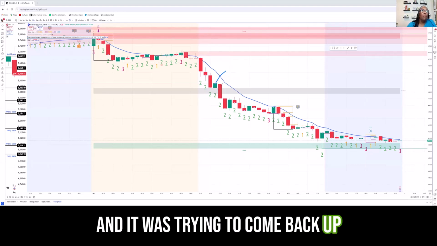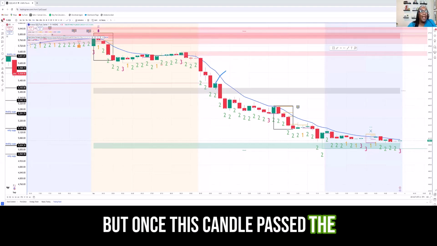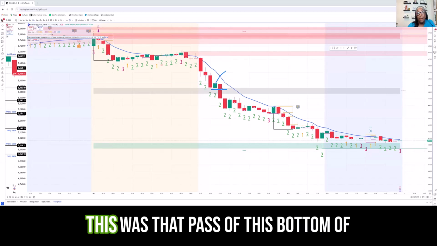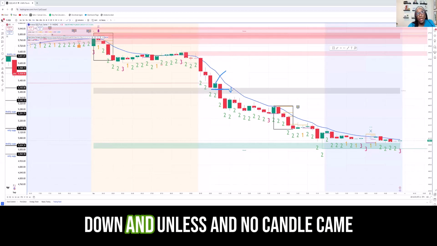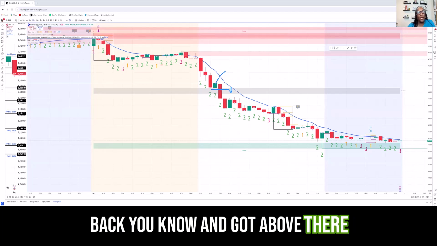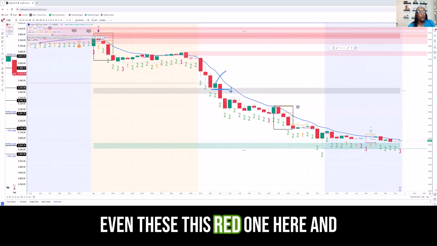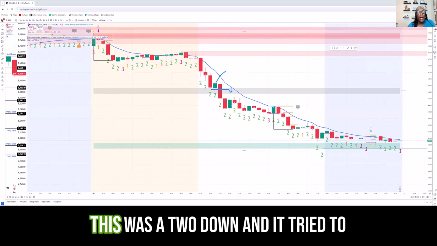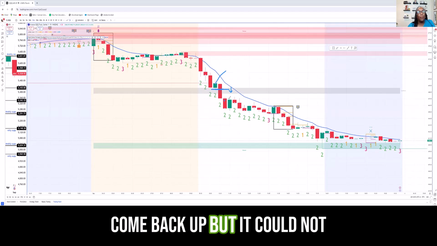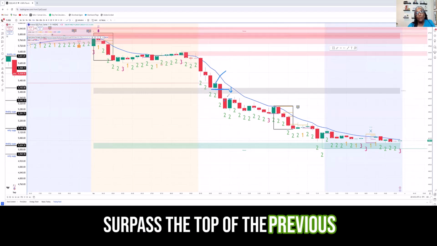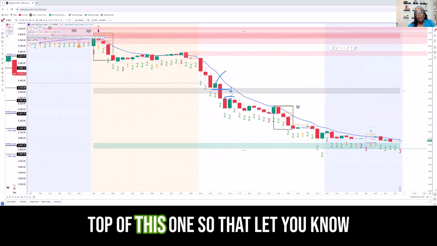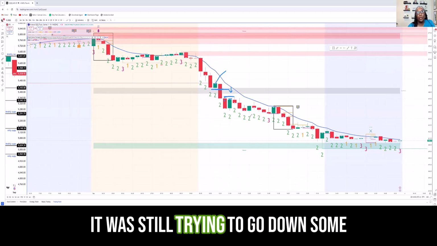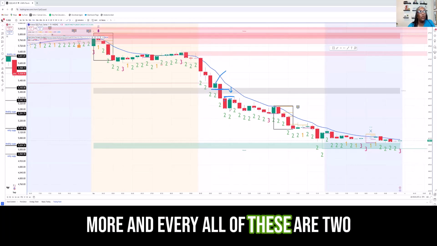Once it paused here, it gave you an idea that it was trying to come back up. But once this candle passed the bottom of that one, that said we were still going down. And no candle came back and got above there. Even this red one here, a 2 down, tried to come back up, but it could not surpass the top of the previous candle. So that lets you know it was still trying to go down some more, and all of these are 2 down candles.